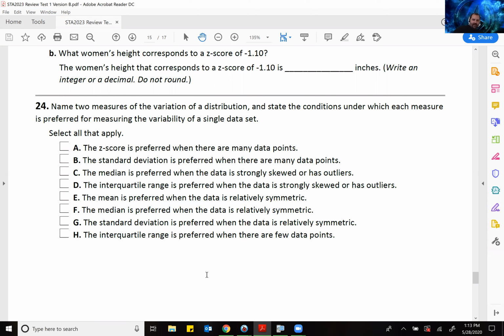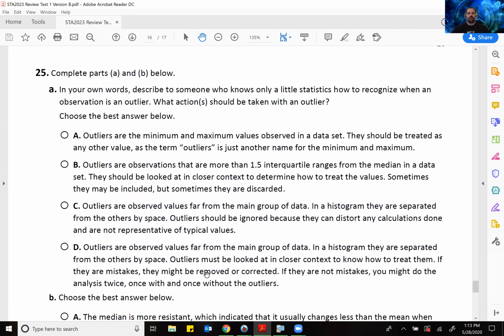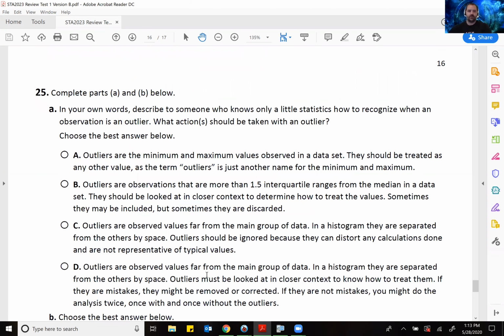Last one, we did it. We made it. Number 25, and it's two parts. Glorious. All right. So number 25, part A.